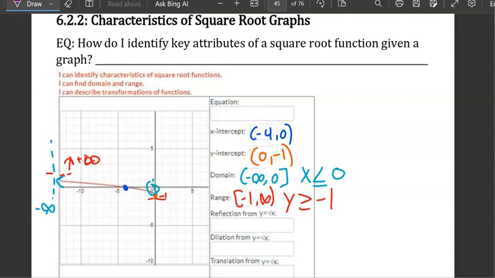Reflections. It appears that it flipped from here to the new one. It reflected across the y-axis.